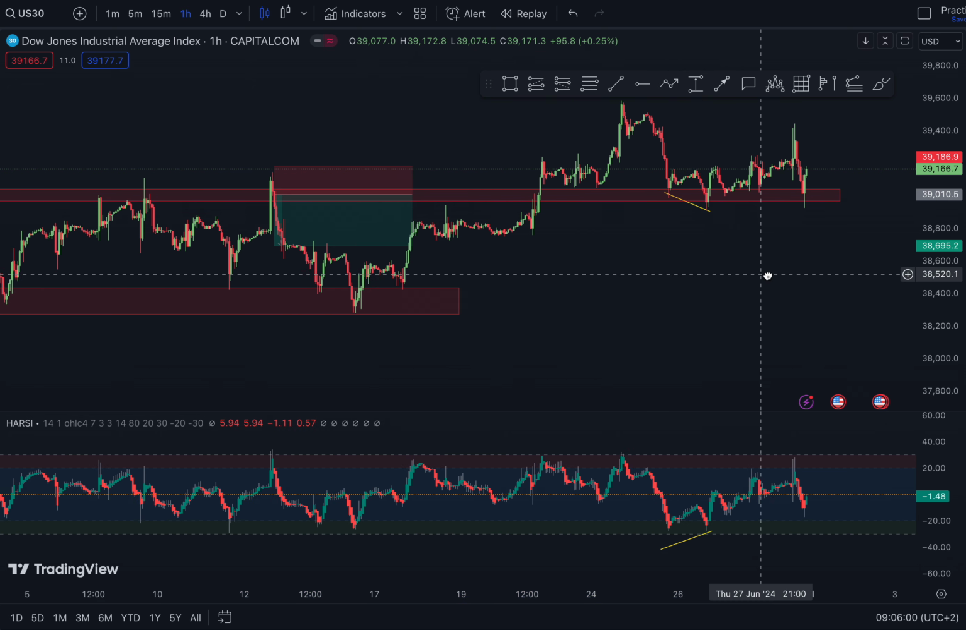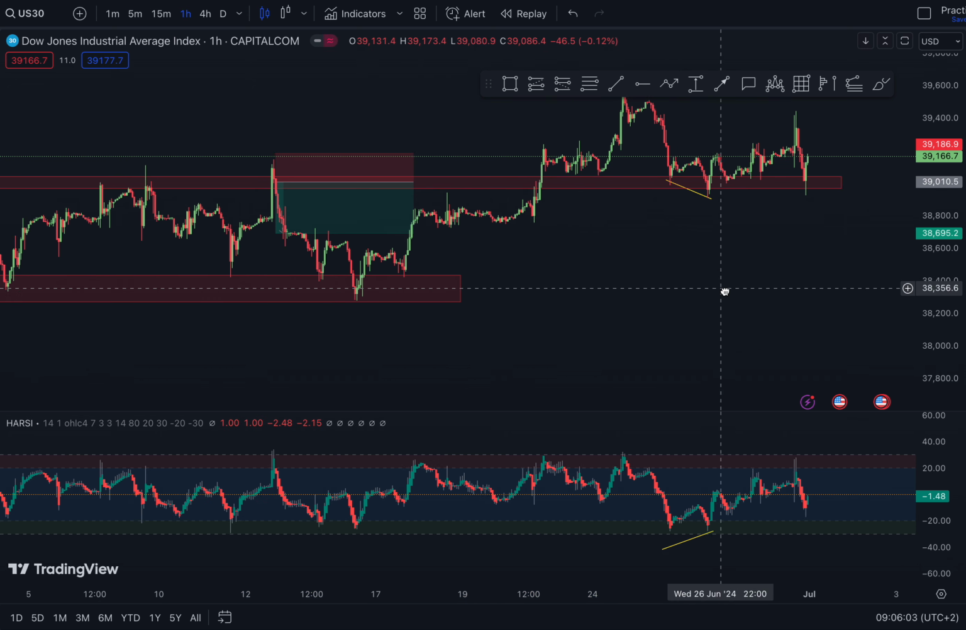Yeah, so areas of resistance, make sure that you use your Heikin Ashi candles, and yeah, you'll see progress.